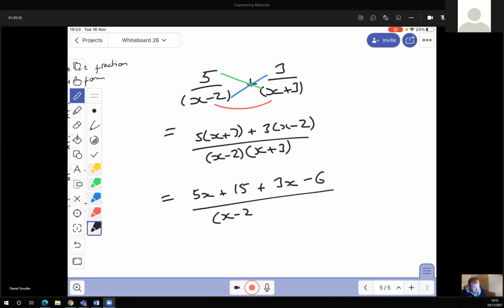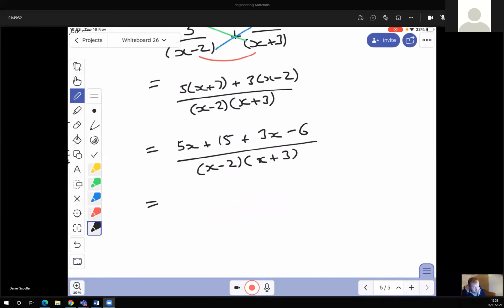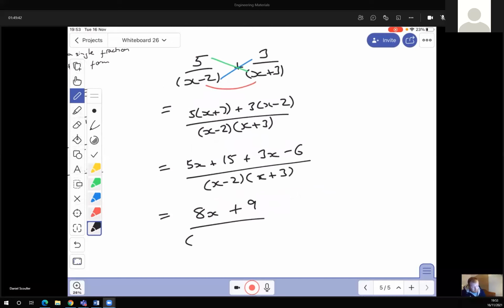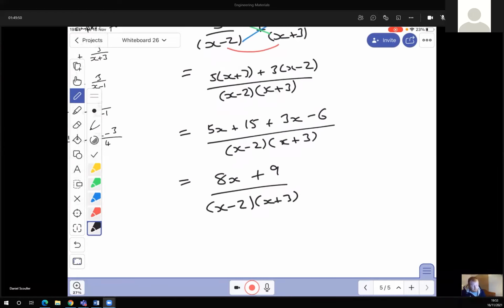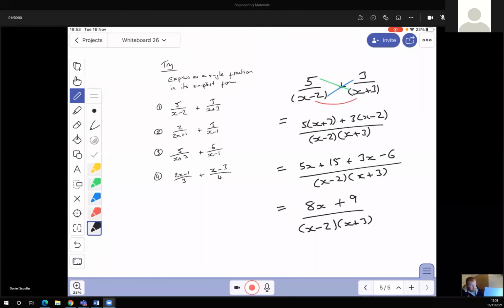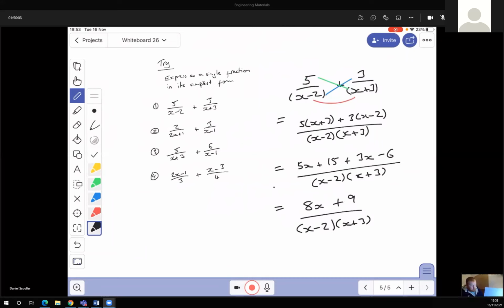Nothing gets done down below. Collect like terms. Simple as that. We can't do anything with that. We can't simplify it down any further. That is what it is. I haven't left myself very much room.